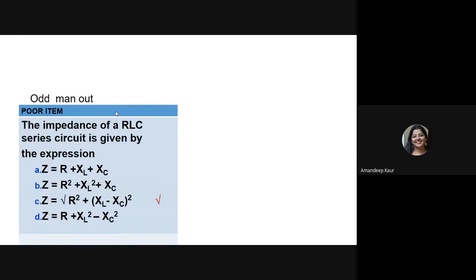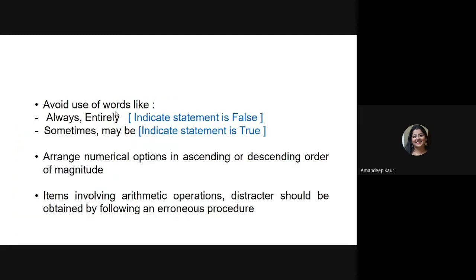An odd man out: again the student takes it as a hint and selects it as the option to give as an answer. That is again a correct answer, so that also needs to be avoided by the teacher.